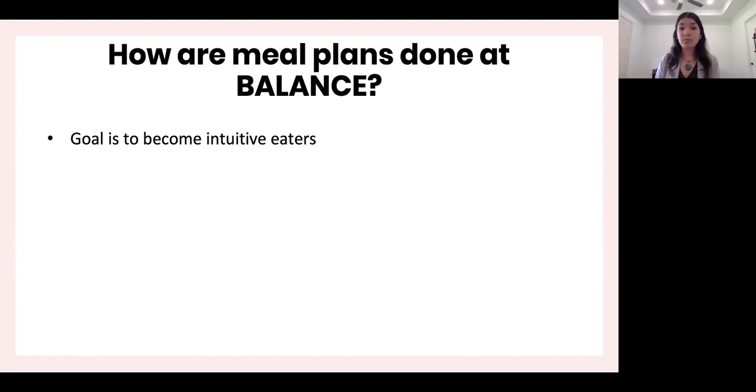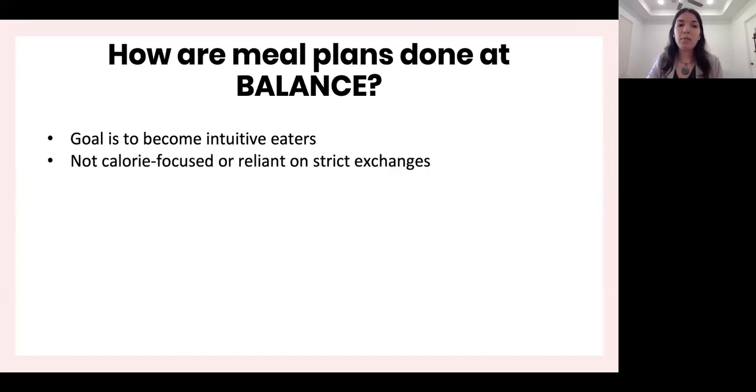So the goal is that hopefully with the meal plan, we can start getting back in tune with that intuitive eater so that eating just feels natural and it's not a chore, or it doesn't feel scary. It's just a natural need. So at Balance, we don't focus on calories, and we don't rely on strict exchanges.